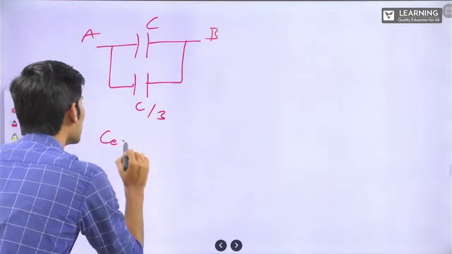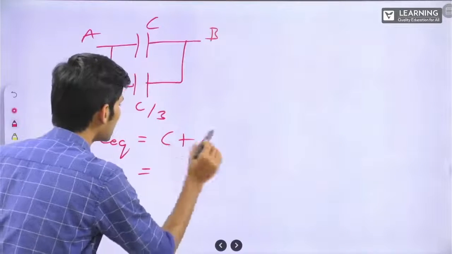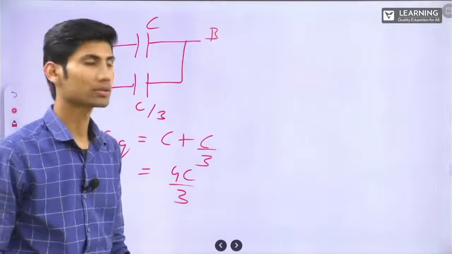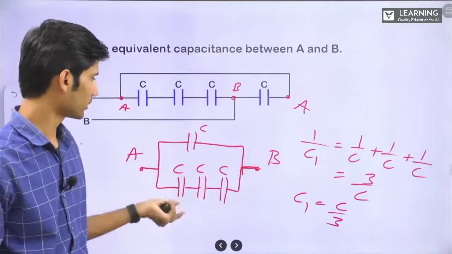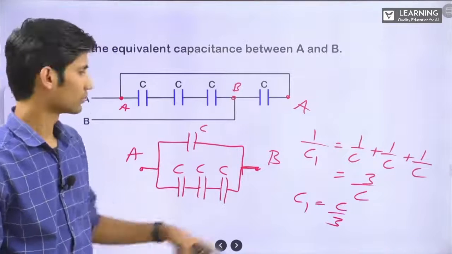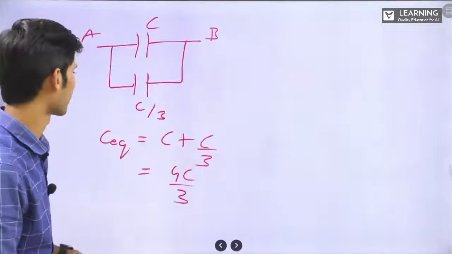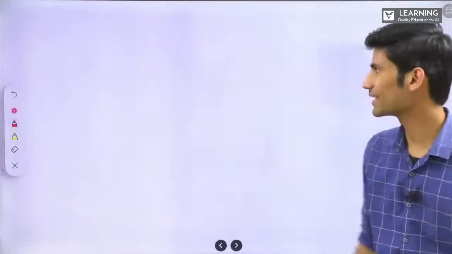So C equivalent is equal to C plus C by 3. That is equal to 4C by 3. Correct? This is the answer. C by 3 plus C, 4C by 3. Clear? I hope now you can do it. Let's see the next one.